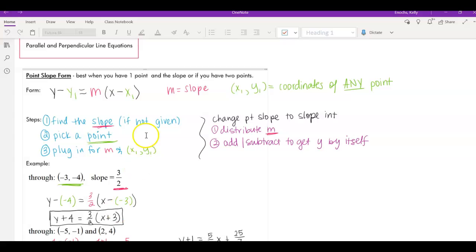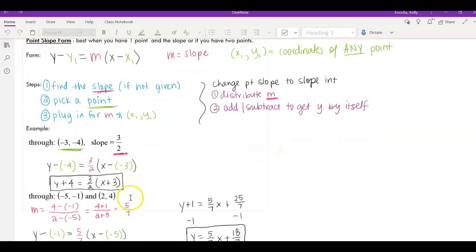Now, occasionally, when we're in point slope form, one of the things we need to do is change that to slope intercept form. So here are the steps you need to change point slope to slope intercept. We're going to distribute our slope, so get rid of those parentheses, and then we're going to add or subtract whatever number is on the y side so that y is all by itself.